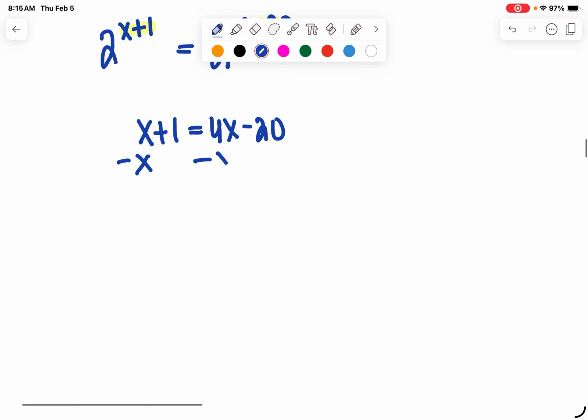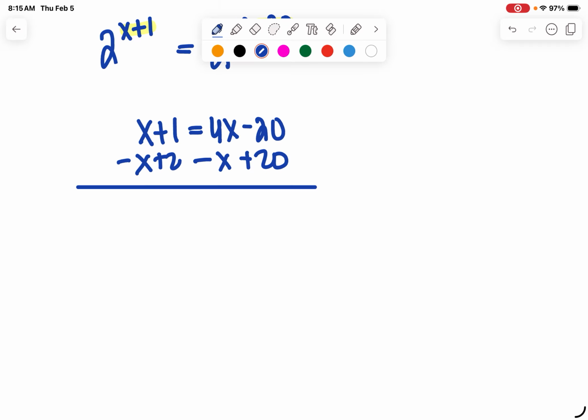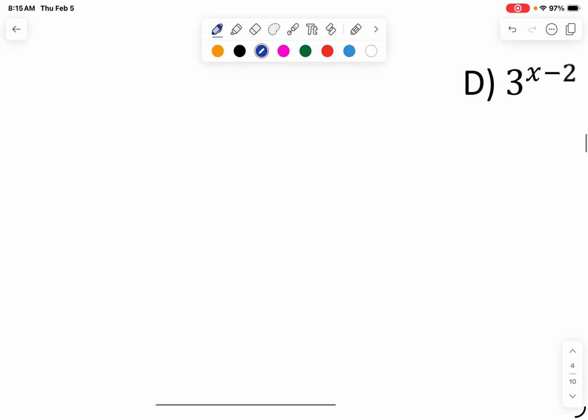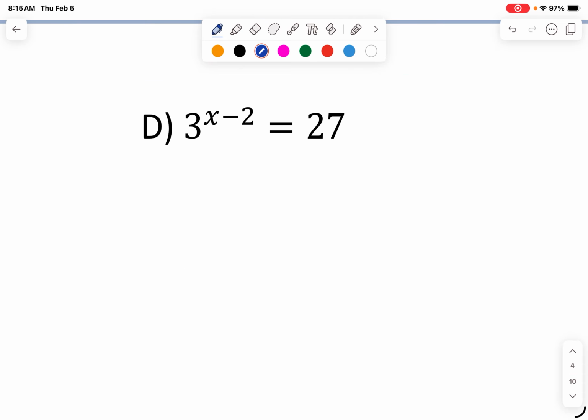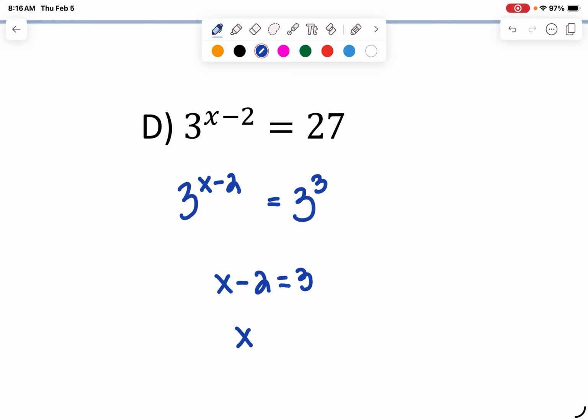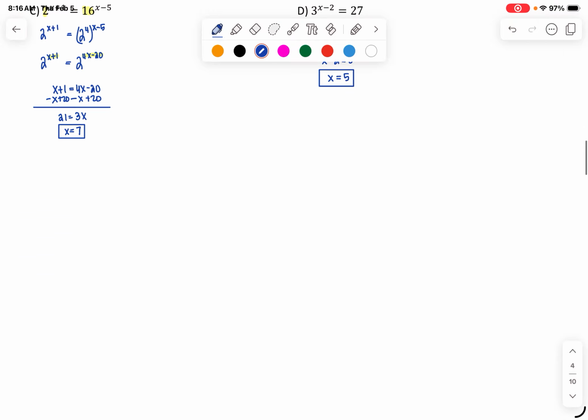Subtract x from both sides. Add 20 to both sides. We have 21 is equal to 3x, so x is equal to 7. Next one here, both can be rewritten as a base of 3. This is already written as a base of 3. This is 3 cubed. x minus 2 is equal to 3, so x is 5. So some of them are nice, super easy, right? We'll get to more challenging ones momentarily.